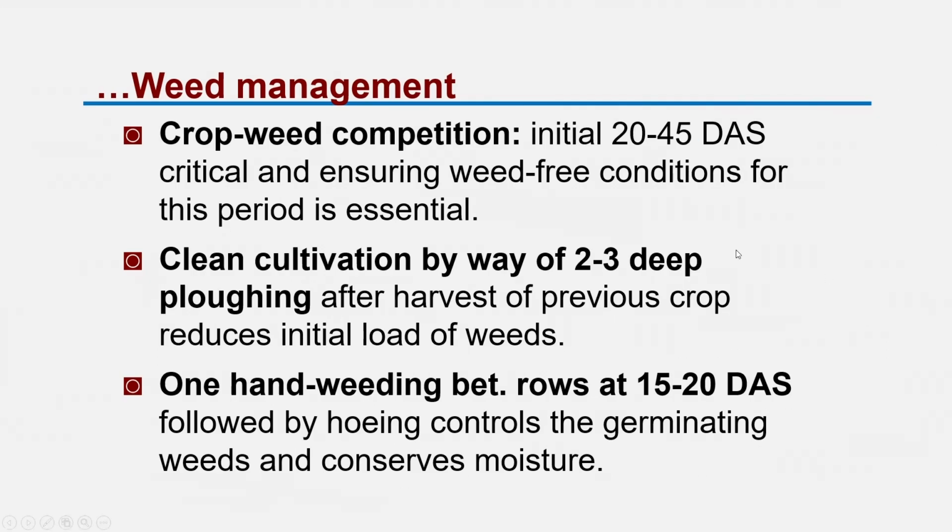Clean cultivation by way of 2 to 3 deep plowings after harvest of the previous crop reduces the initial load of weeds. Overall, we need to control the weeds through different approaches, by integrating manual, mechanical and chemical methods together. So one hand weeding between rows at 15 to 20 days after sowing, followed by hoeing, controls the germinating weeds and conserves the moisture also.